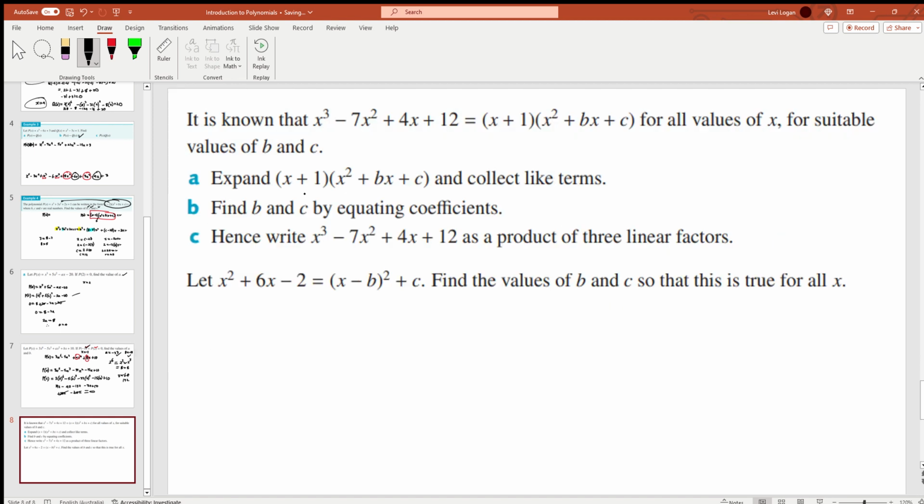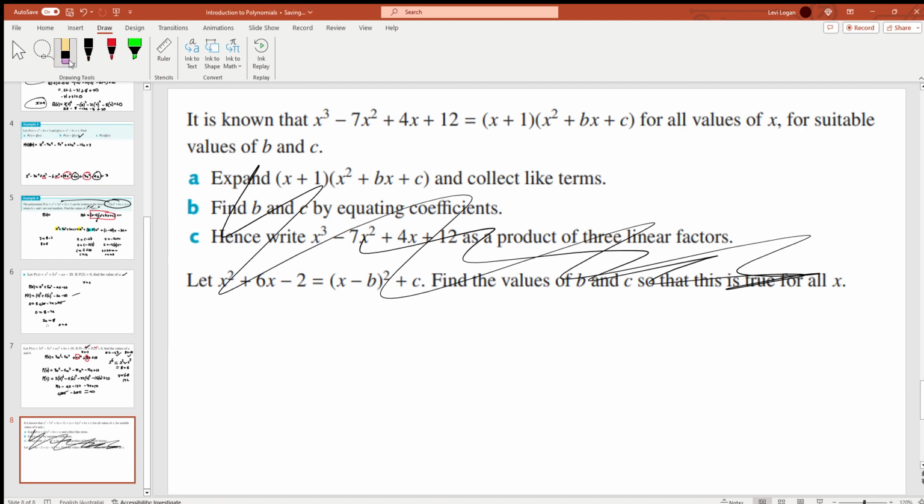So the first one is to expand and collect like terms. Find b and c by equating their coefficients. Hence write it as a product of 3 linear factors. Hence find the value a, so this is true. Right, pretty easy question at the moment because they've given the steps. It'd be a lot harder if they didn't give you any of this and they just said, alright, find b and c.